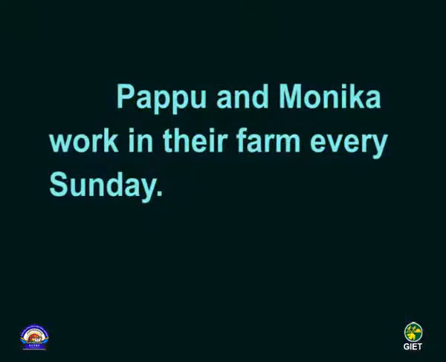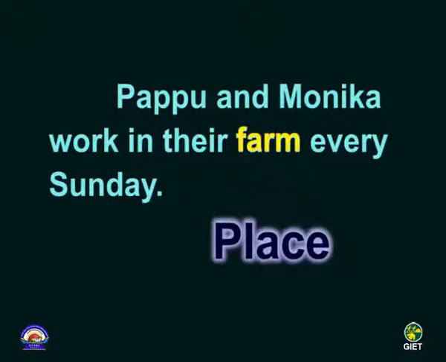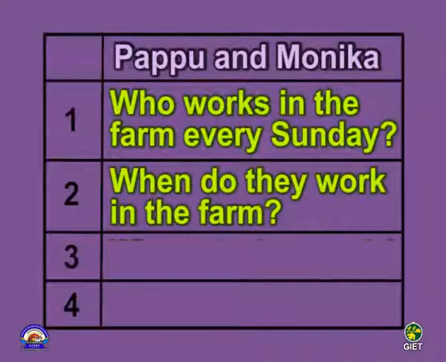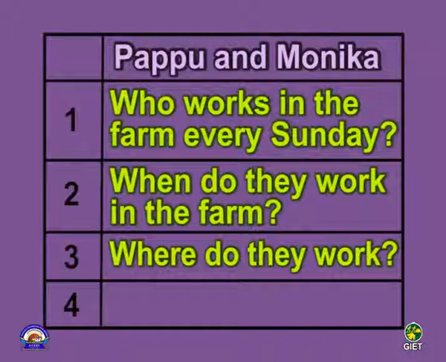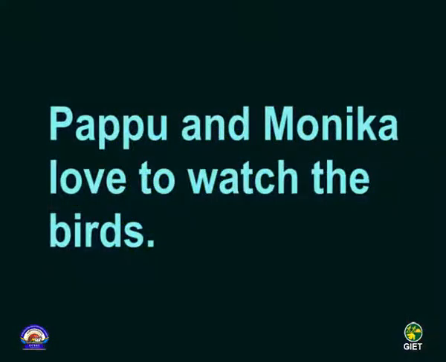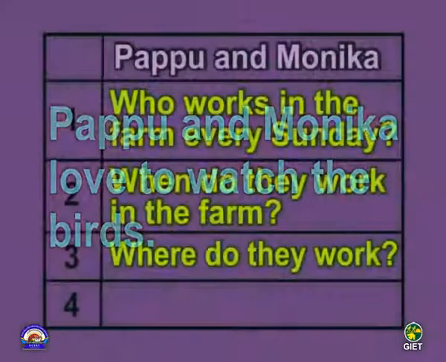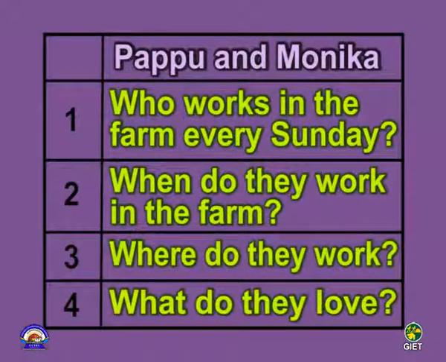Pappu and Monica work in their farm every Sunday. Farm is place. So here we see question number 3. Where do they work? Pappu and Monica love to watch the birds. Here we can make question like, what do they love? Friends, like this, you find out the sentences from the paragraph regarding Janak Kaka, birds and monkeys. I am giving you some time. Within it, you will make questions and fill the table. Your teacher will guide you.